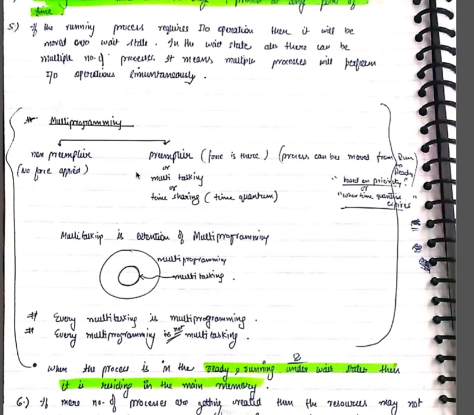But before that, I told you in the previous video that multitasking is an extension of multi-programming. I repeat, multitasking is an extension of multi-programming. What does that mean? Suppose the bigger circle is multi-programming and the smaller circle is multitasking. I can say multitasking is a specific domain of multi-programming. Why did I tell you so?